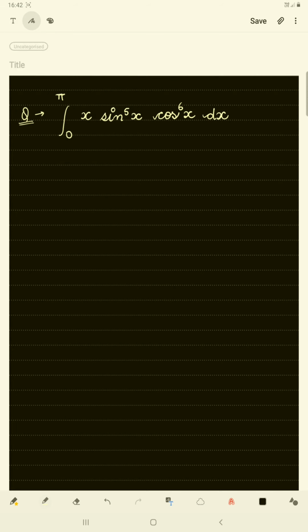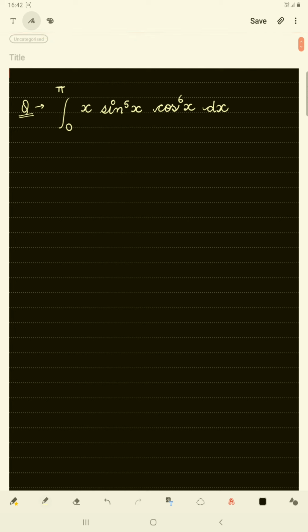Hello friends, so today we are going to do another question on the definite integration. The problem says integration of x sin^5 x cos^6 x dx, when the limits are defined from 0 to pi.